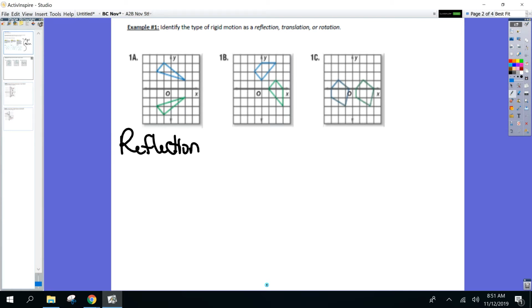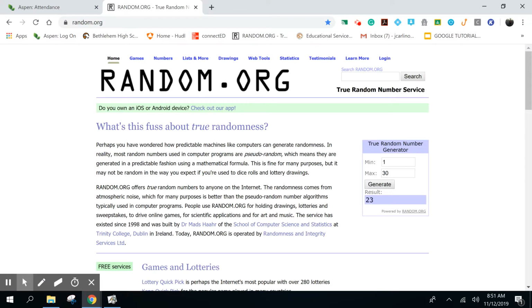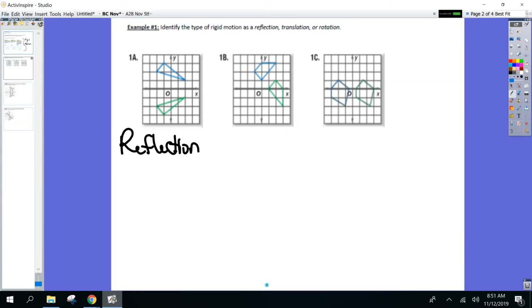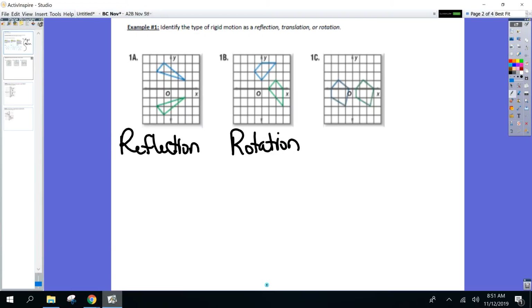Way to get us started on the right foot. 1B, what rigid motion is being performed to go from one figure to the other? Oh, 23. That is a rotation, yes. And, 1C, what am I doing there to make sure those guys match up? 8? Yeah, I'm sliding that figure over. Translation.